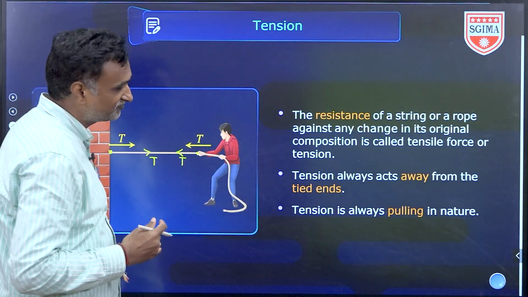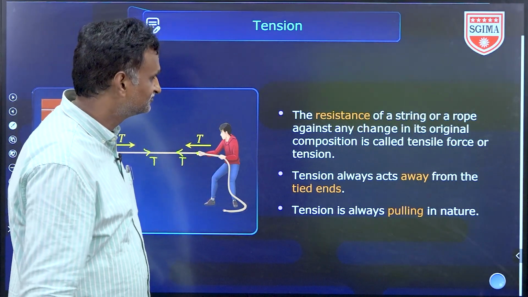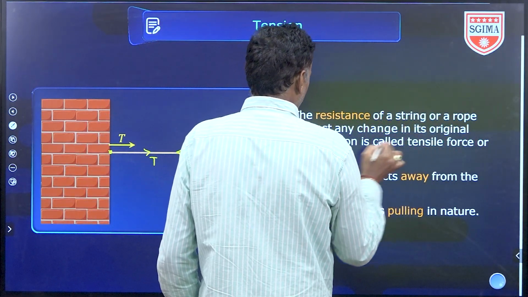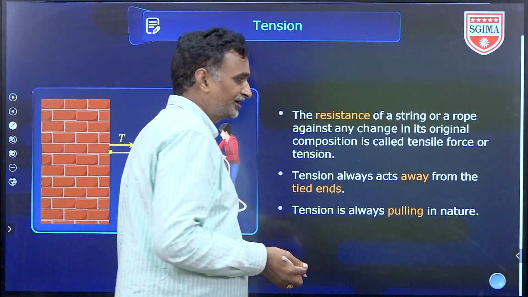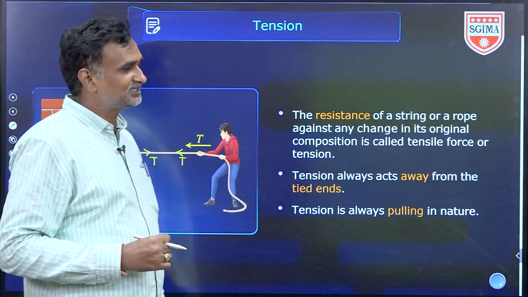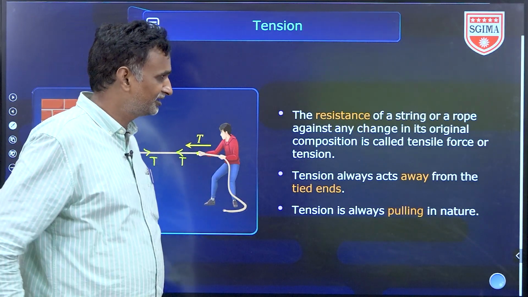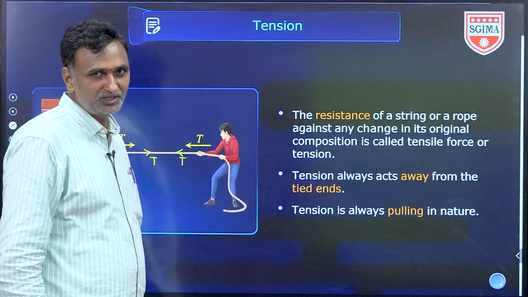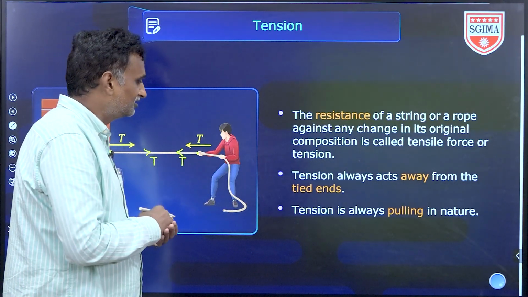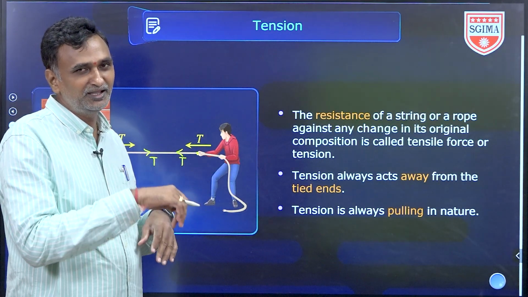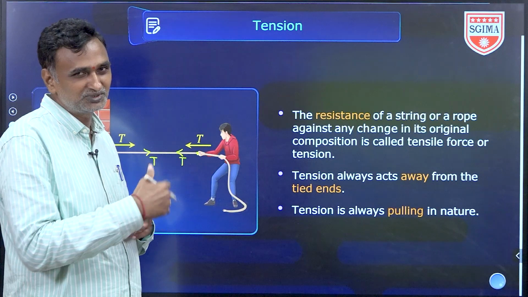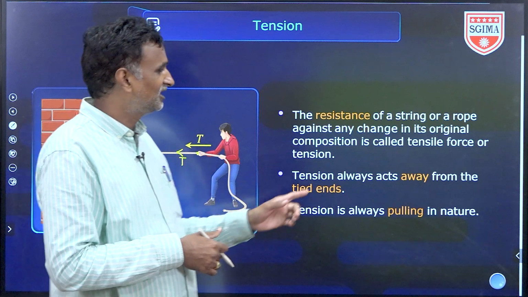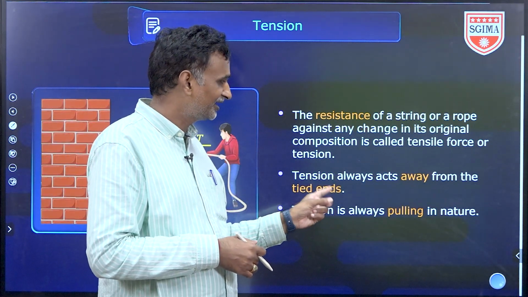By the action of a thread, the resistance of a string or a rope against any change in its original composition is called tensile force or tension. Whatever change is going to be made in the rope or string is opposed by its resistance to the change, and that is called the tension force. Tension always acts away from the point of contact or tied ends.